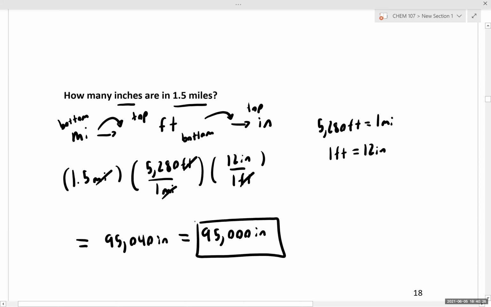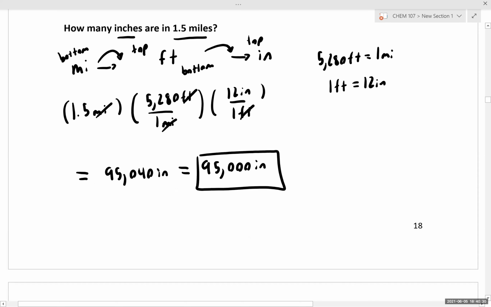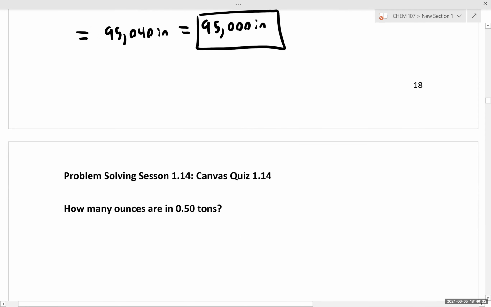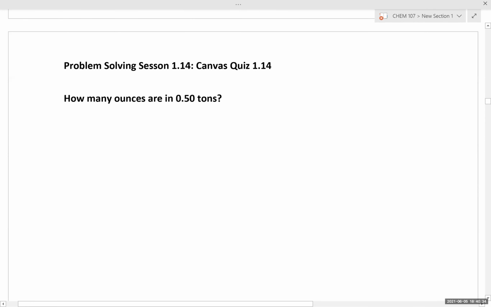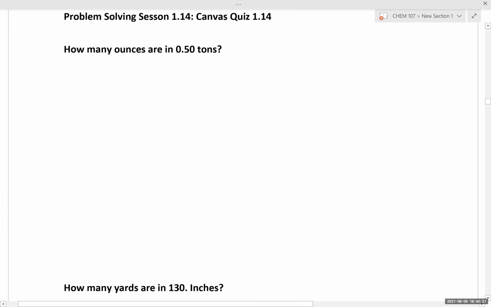So now that we've completed these two examples, what we're now going to do is work on the following problem-solving session examples. So I'd like you to take a few moments and work on these examples, and then we'll discuss after you've submitted your responses on Canvas.